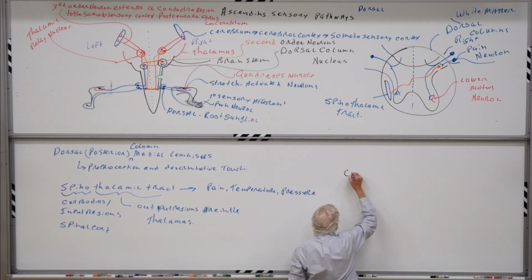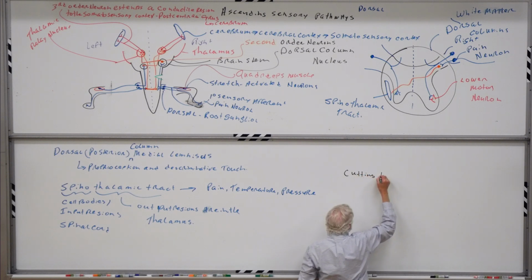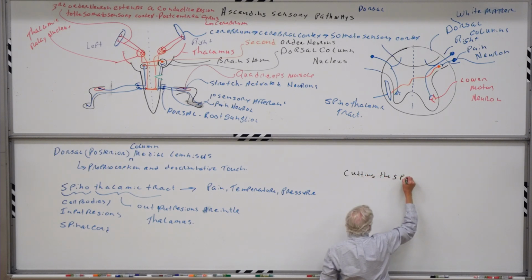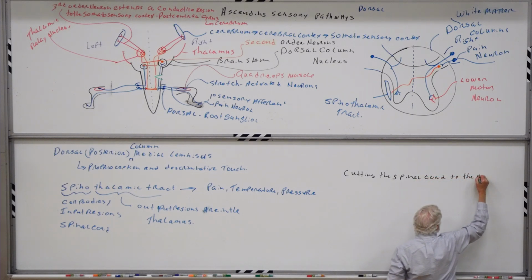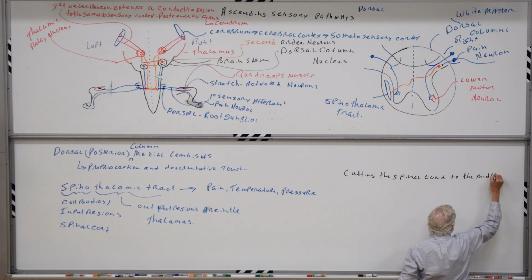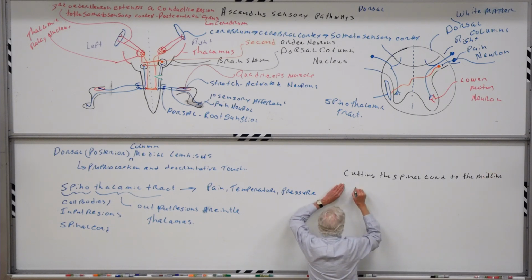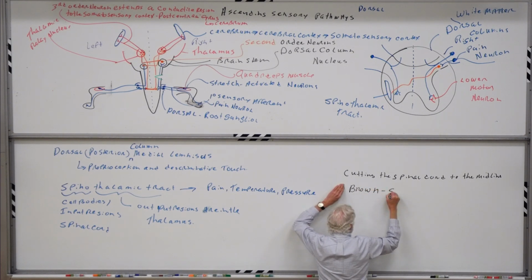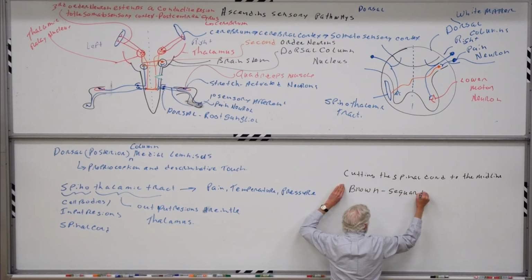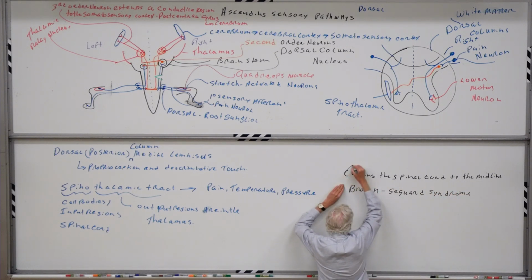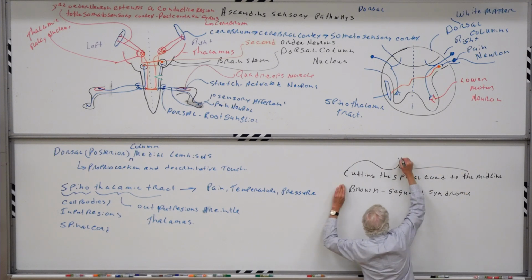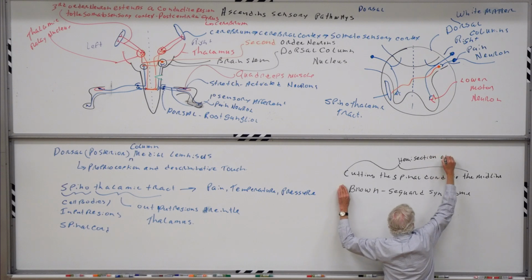Cutting the cord, I should say the spinal cord, to the midline. This has a name. It's called Brown-Séquard syndrome, named after these neurologists. This is simply a fancy way of saying a hemisection of the spinal cord.